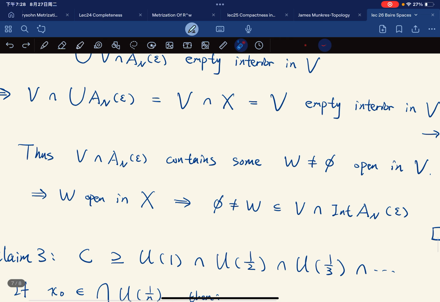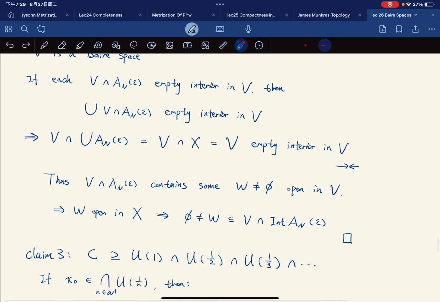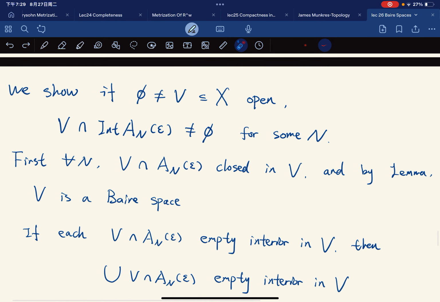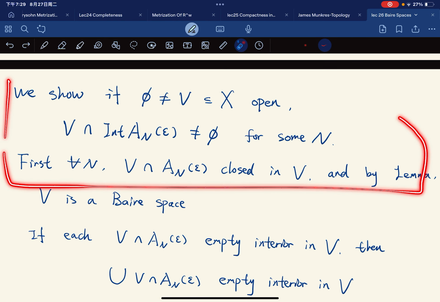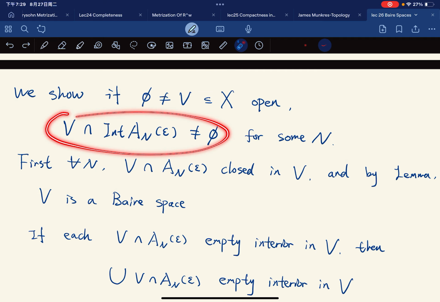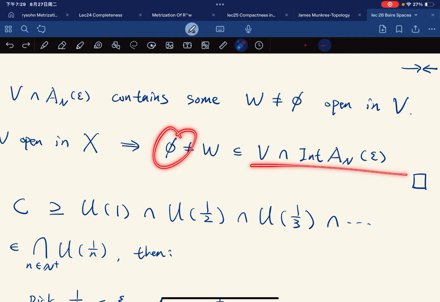Hence we have W non-empty and open in X, and W is contained in A_n^epsilon. So W is contained in the interior of A_n^epsilon. So we're done. Okay, this is what we want to show: for any non-empty open set V, we exactly have this.